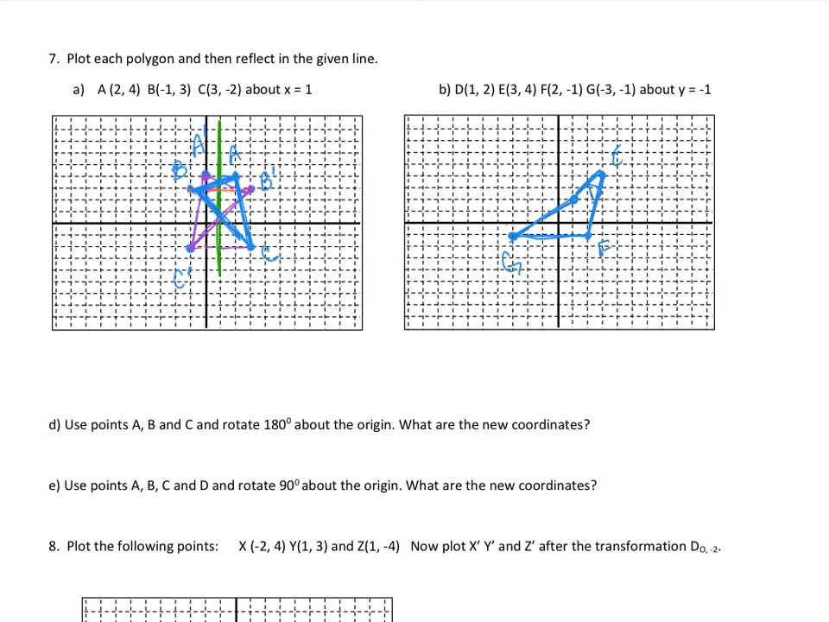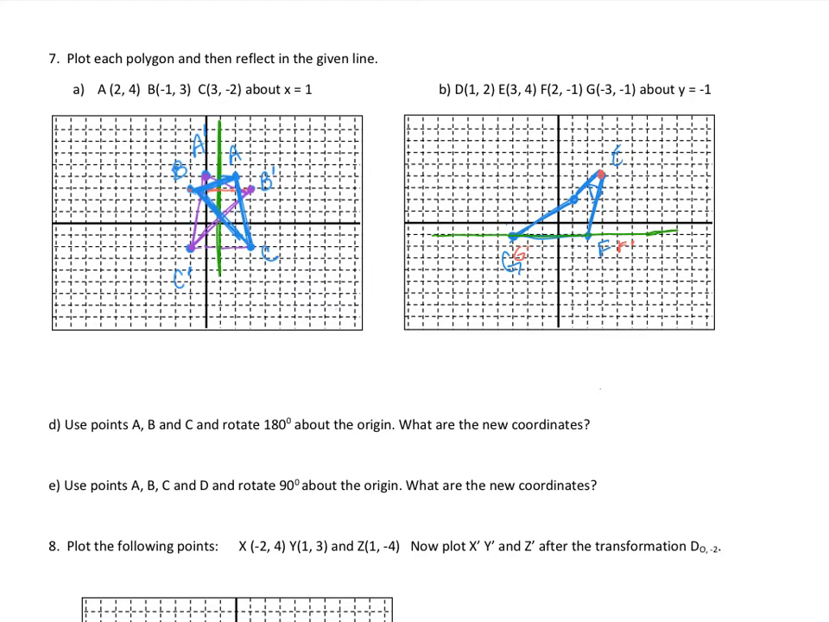Okay, and now this time I'm going to reflect it about the line y equals negative 1. This is the line y equals negative 1. What's interesting is that G and F won't change. If I flip them and they're on that line, they're not going to change. So this becomes, let's do it in another color, G prime and F prime.